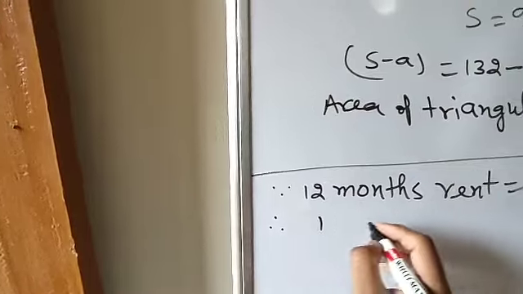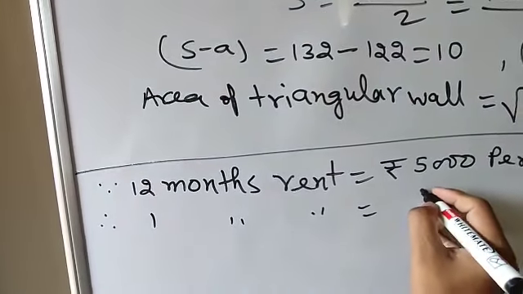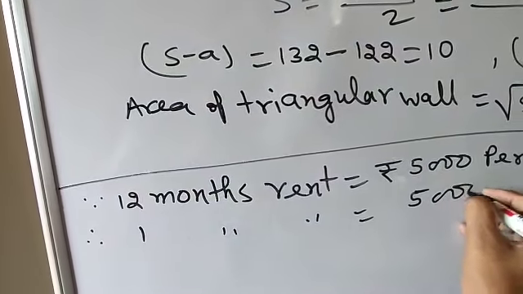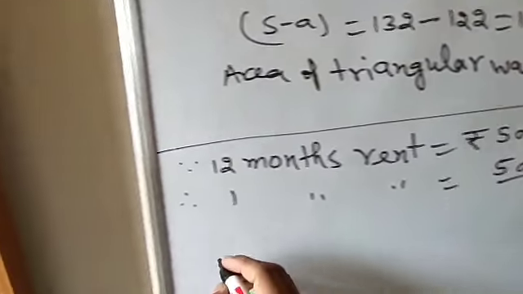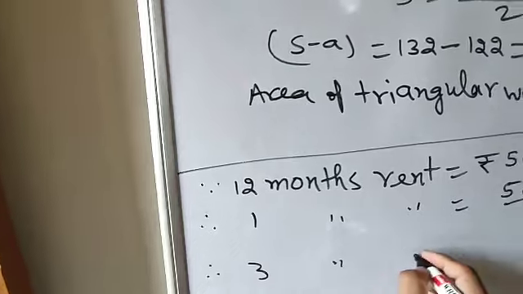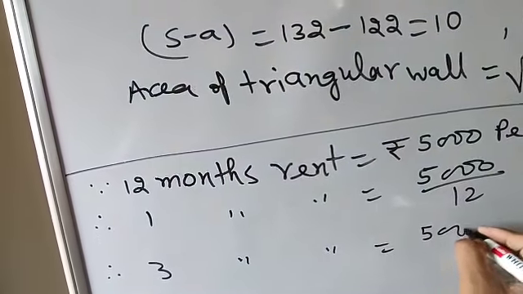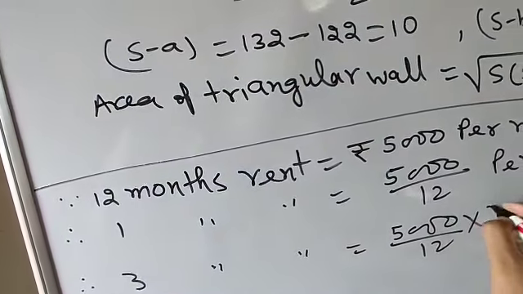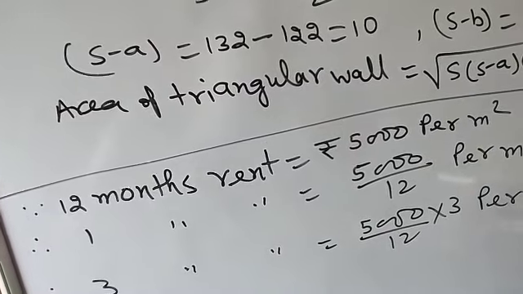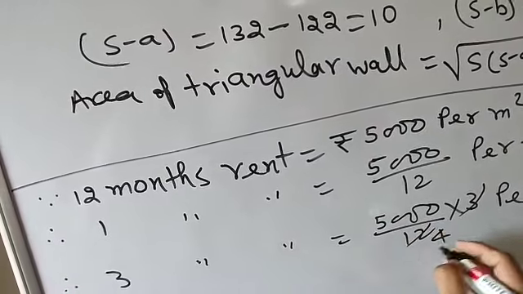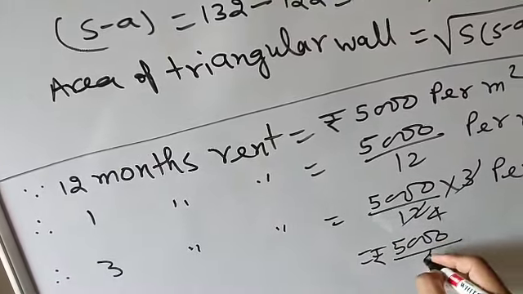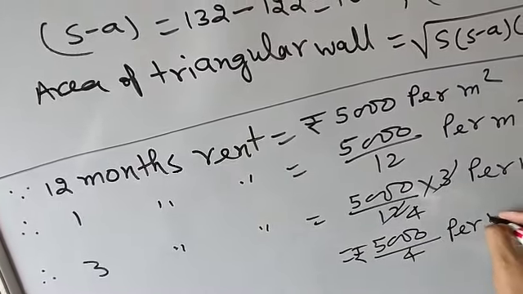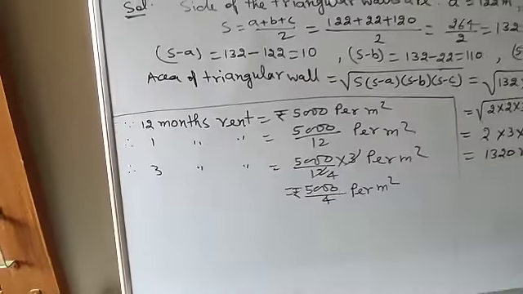So what will be the 1 month rent? It will be 5000 upon 12 per meter square. So what will be the 3 months rent? That will be 5000 upon 12 into 3 per meter square. It will be 3 4 ja 12, so it will be rupees 5000 upon 4 per meter square.